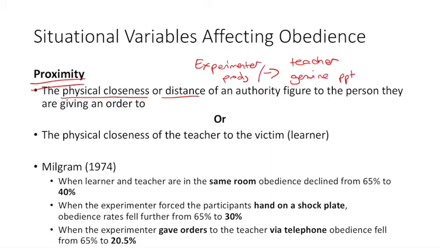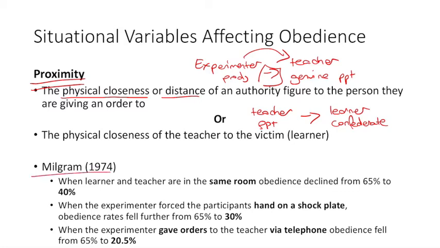It could refer to the distance between the authority figure and the person they're giving orders to, or it could be the physical closeness of the teacher to the victim. In this case, the teacher, our real genuine participant, and the learner, the confederate of Milgram. Proximity could refer to either of these, but really it's just talking about the physical closeness. How close together are they? Are they in the same room? Are they in different rooms? So let's have a look at the different variations that Milgram conducted to investigate this variable.